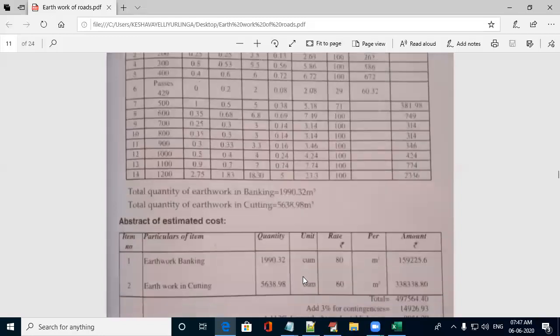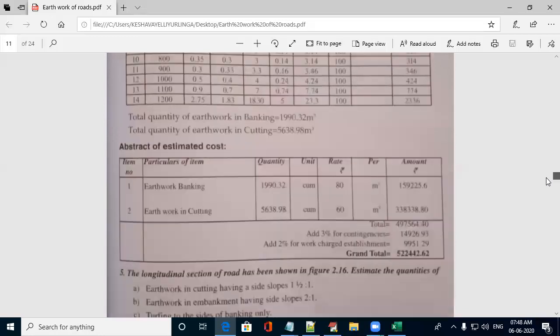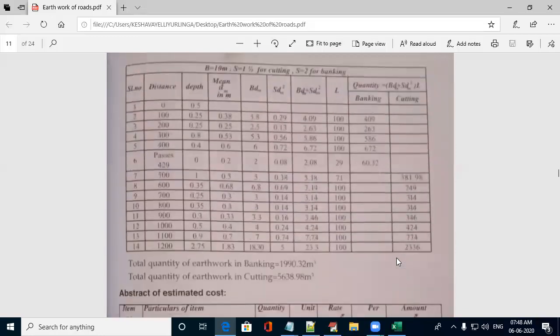The calculation is the same, but be careful in these areas. Abstract, same thing, no change. Earthwork in banking, cutting, corresponding values, 3% contingencies, 2% work charge establishment, and grand total. No change. The abstract table remains the same. The only thing is you have to be careful, keep practicing and have a look at how to get this depth, and how to get the distance where 0 is. That is the difference of this problem from the previous problem.